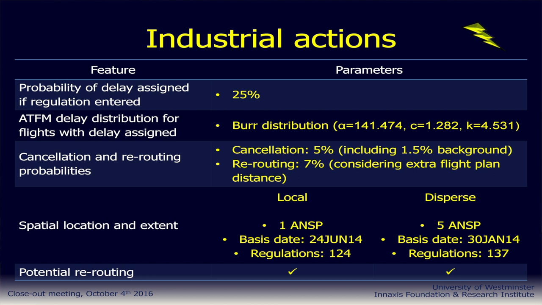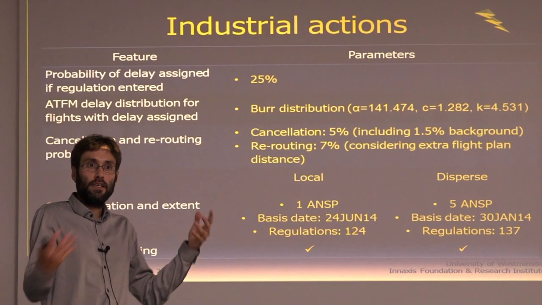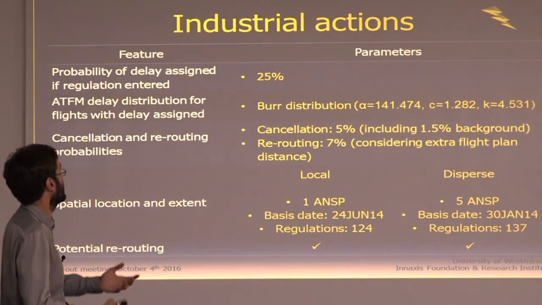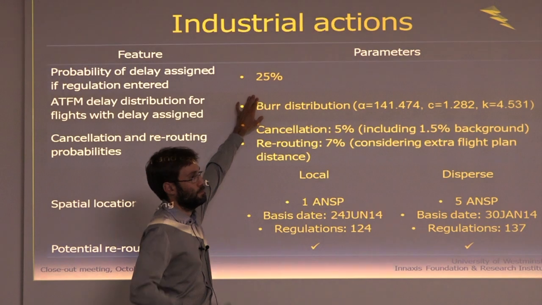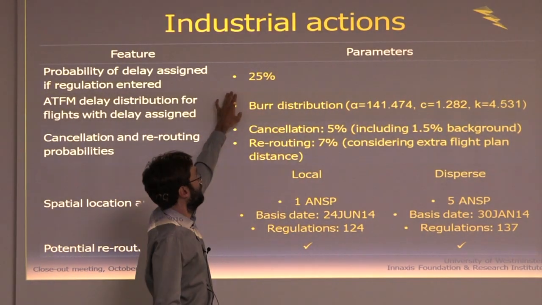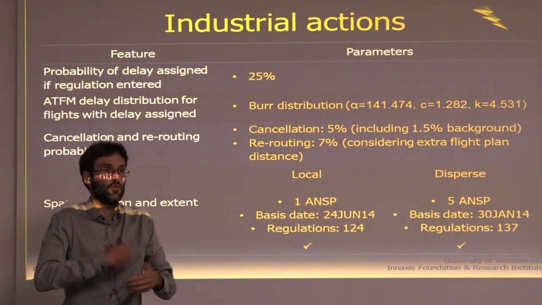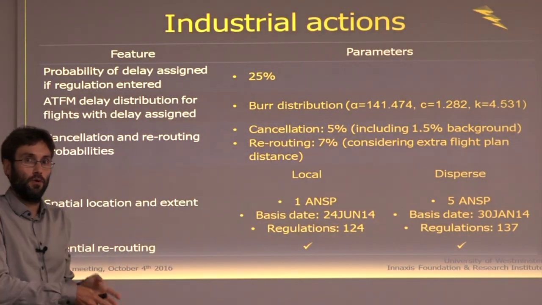What we did is to mimic the air traffic flow management regulations that were in place on those days. So for all the traffic that crosses those regulations, there is a probability of getting delay assigned, which is 25% per regulation that is crossed. We have fitted the delay following a given distribution to generate our traffic flow management delay for those flights.